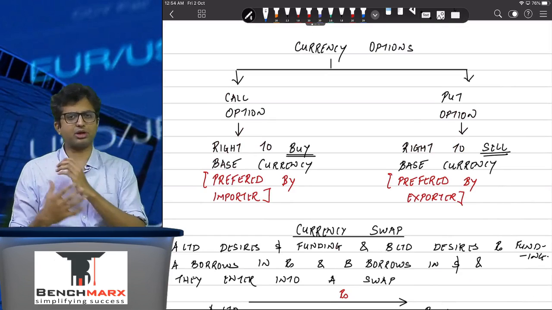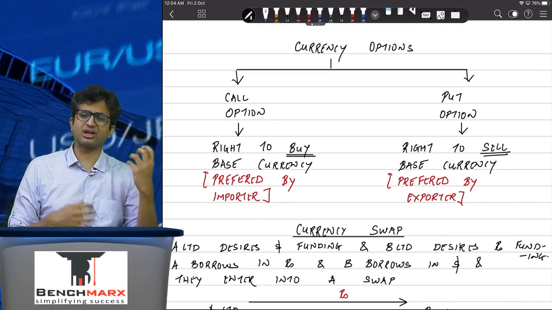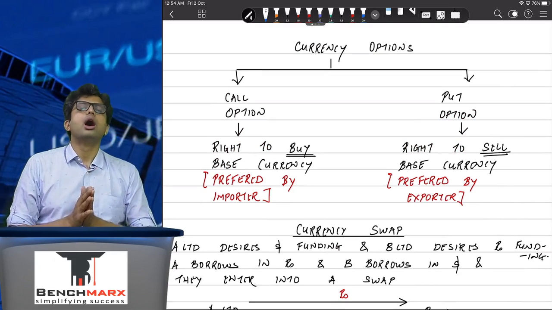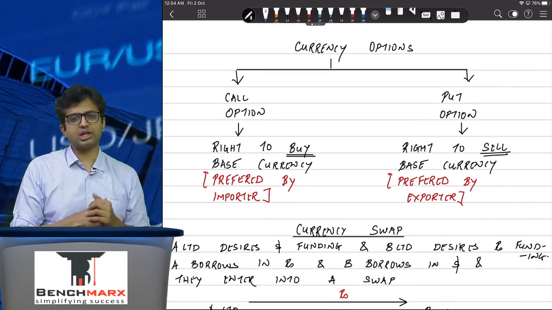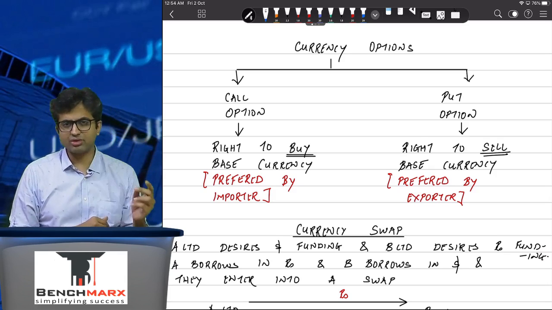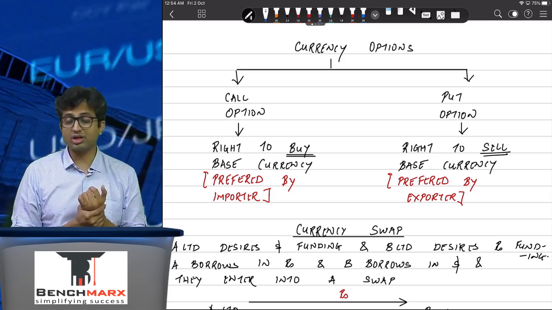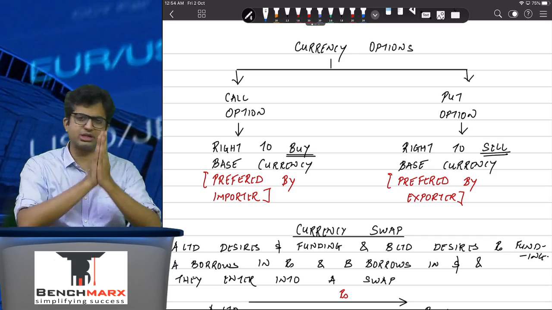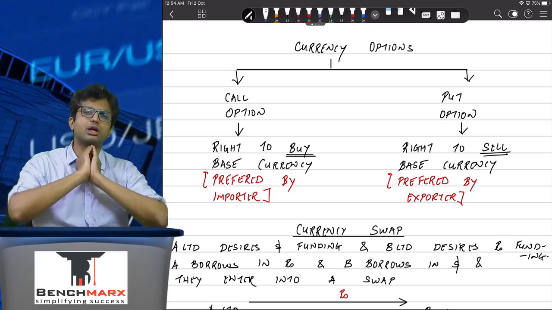Then you go to currency options. This is as such a part of derivatives, but we'll do a quick discussion over here. Currency options can be of two types. There can be call options or there can be put options. Again, you can follow the same strategy like you did in futures. You can devise the strategy, you can decide the maturity, the number of options to be taken, and the value on settlement.